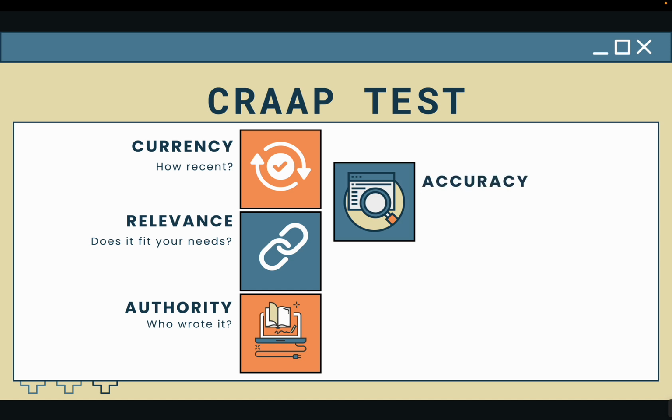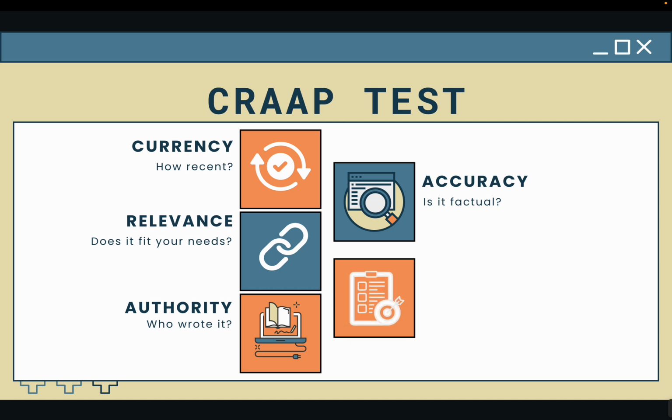The second A stands for accuracy. Is it factual? A good check would be to cite other sources if it has references. A red flag would be claims without evidence or no citations. For a quick check, can you verify the facts elsewhere?